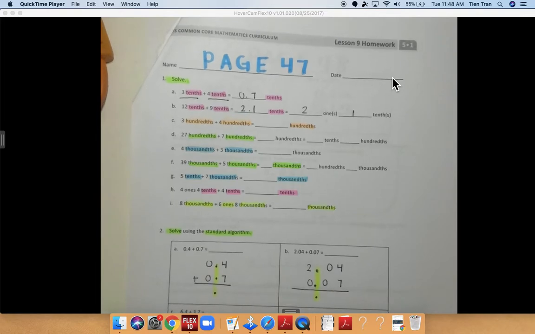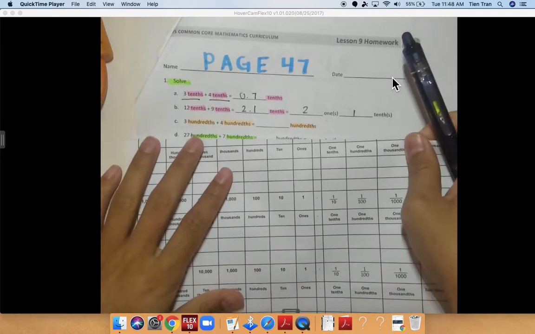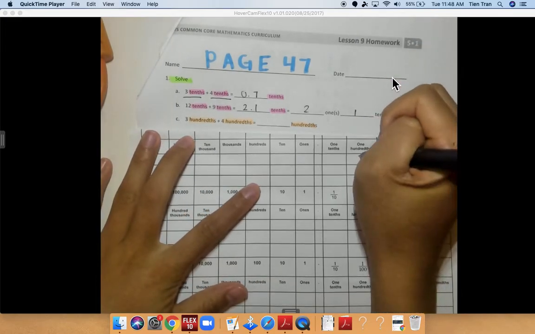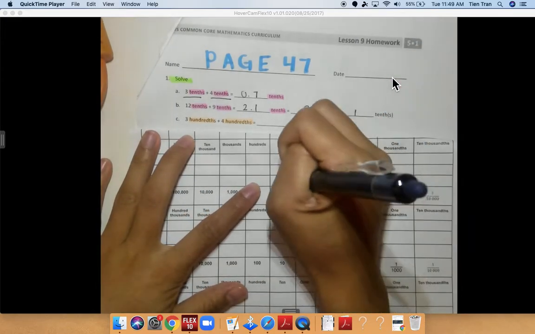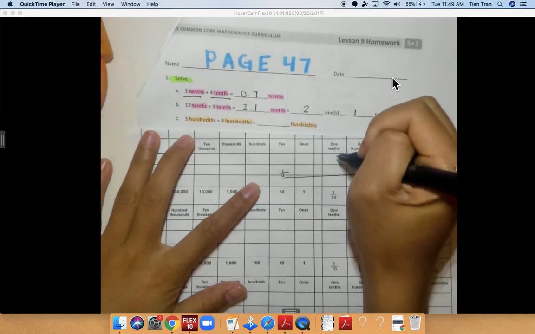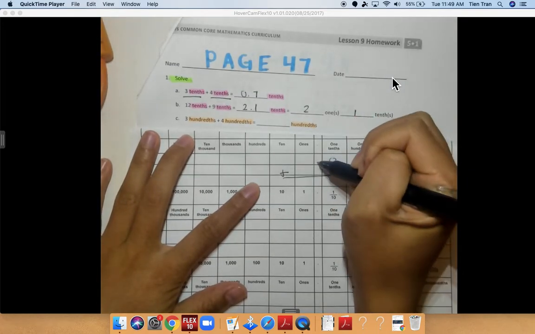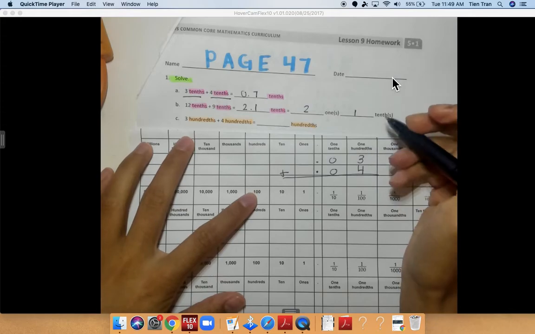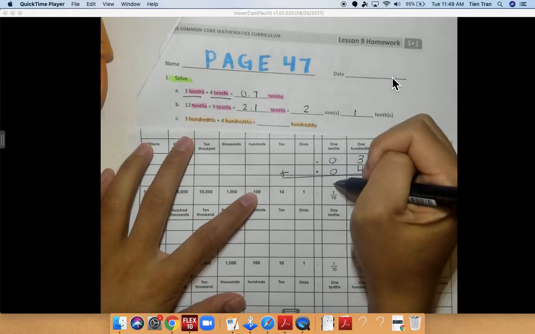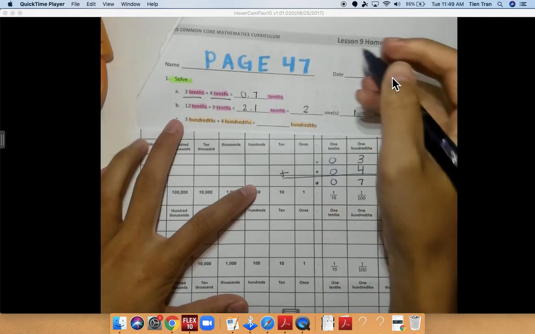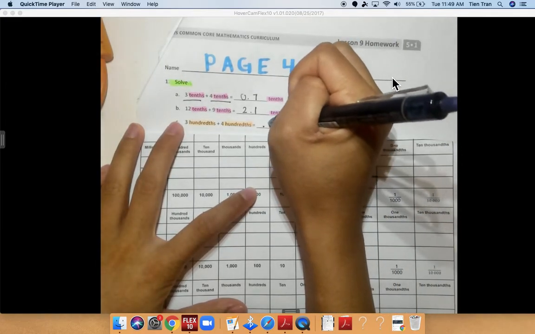Now, the next problem says that you need to solve for 3/100 plus 4/100. So I'm going to put in 3/100 plus 4/100. Notice that there are empty spots, so I'm going to put zeros right in there, okay? Don't forget your decimal. 3 plus 4 is equal to 7. Bring down my 0, bring down my decimal. So I get 0.07.